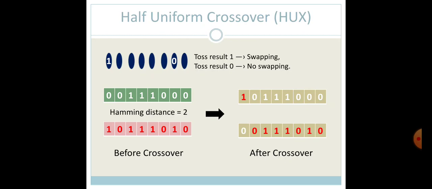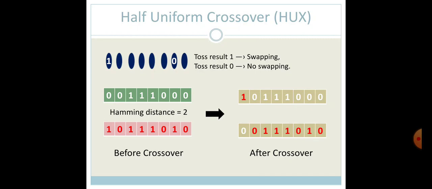What is Hamming distance? Hamming distance is the difference of values between two genes, and Hamming distance has applications in different coding techniques. Suppose the first parent gene values are 0 0 1 1 1 0 0 0, and the second parent gene is 1 0 1 1 1 0 1 0. How many bit positions are different? They are different at the first bit position, and they are different at the 7th bit position, right? So we are going to do the tossing twice, based on the Hamming distance of 2.